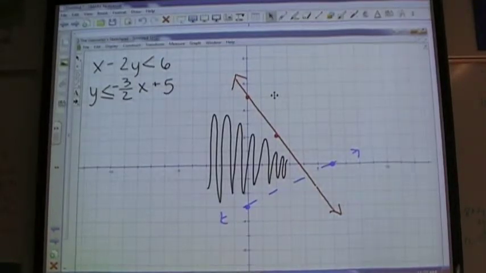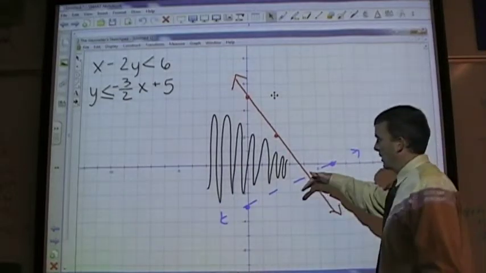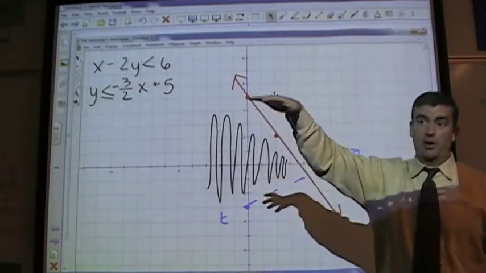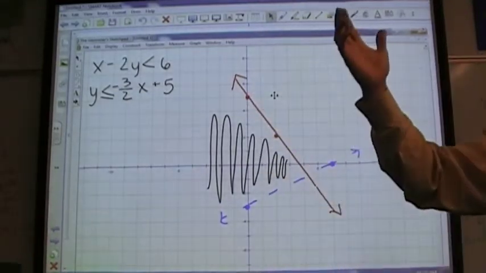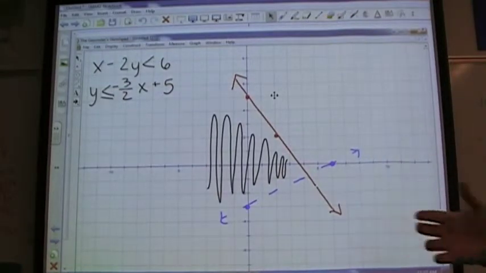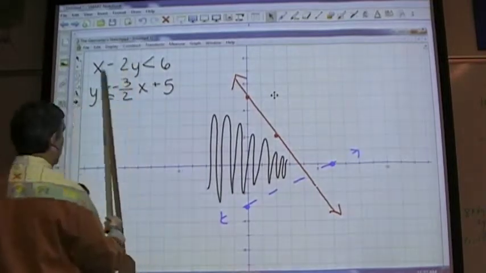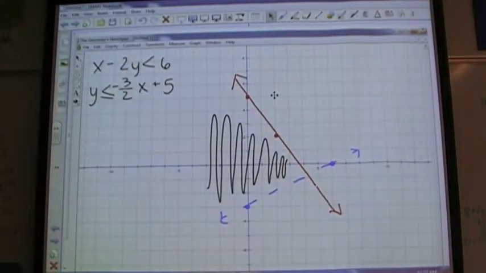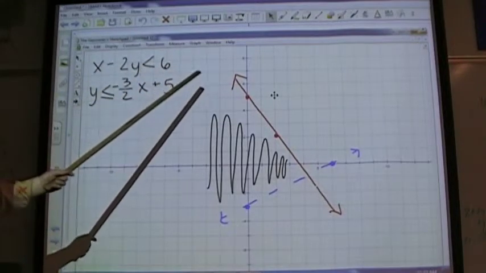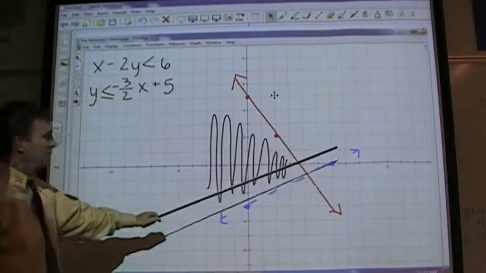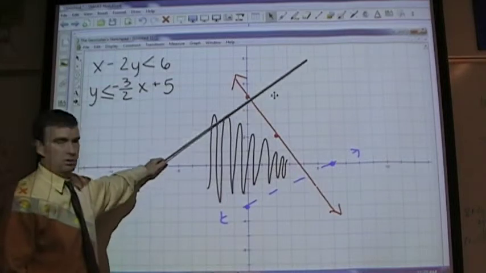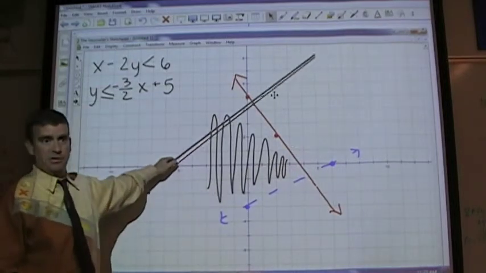So when I graph this first one, I know to shade above it. The reason I know that is I can pick a point. What point's easiest to pick? 0, 0. When you plug 0 in for x and 0 in for y, what am I left with? 0 is less than 6. Is that true or false? That's true. So that tells you that 0, 0 is part of your shaded region. We know to shade above this line.